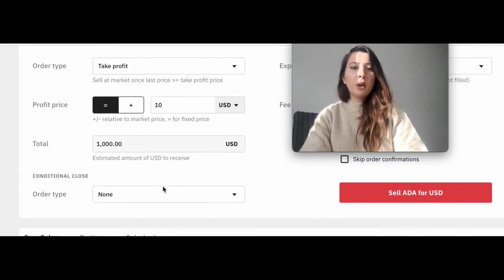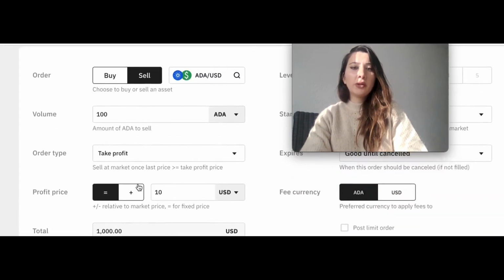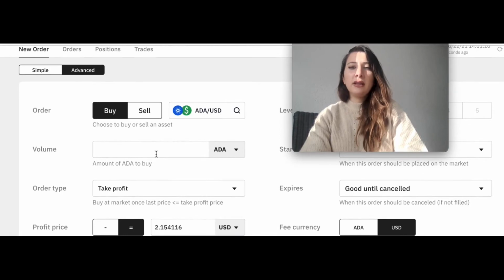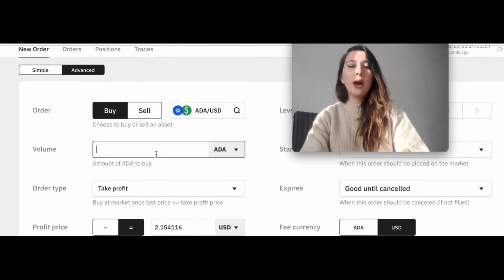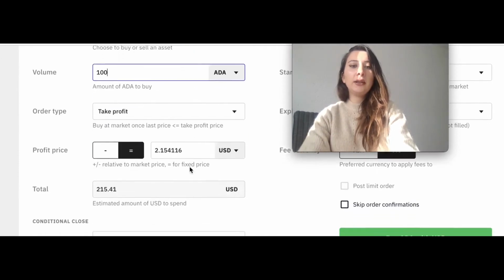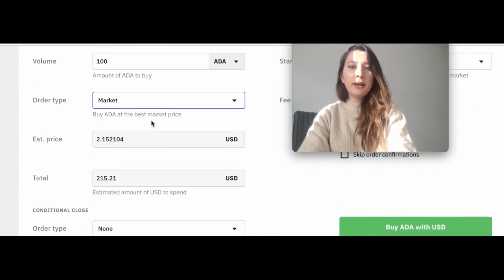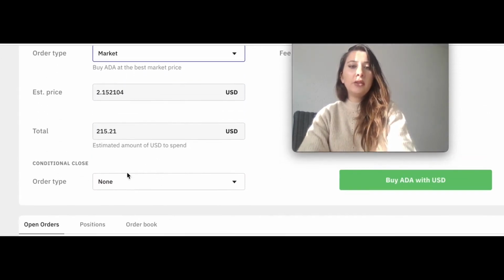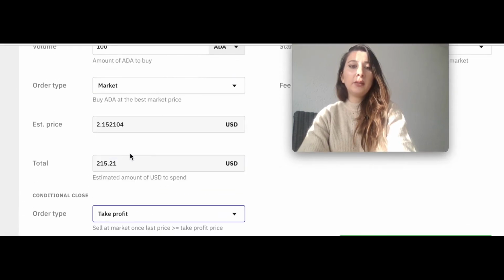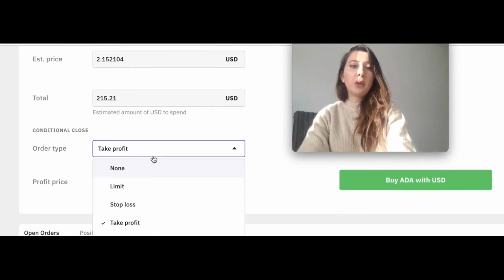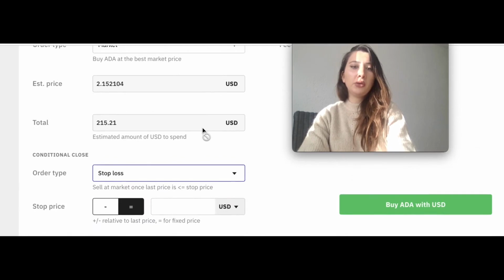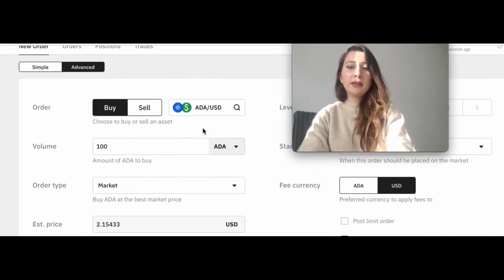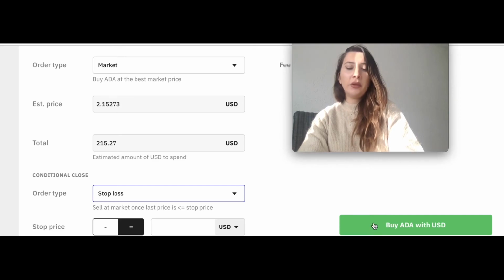And there is one more option here, conditional close. Conditional close means, if I buy, the same as stop loss and take profit, you can create within one order the same thing. I buy ADA here at the market price, the current price, and then I need to close it by taking profit or by stop loss. It's the same thing that we talked about right now. Yeah, it's as simple as this. And then you can pick the fiat currency, then buy ADA with USD, and that's it.